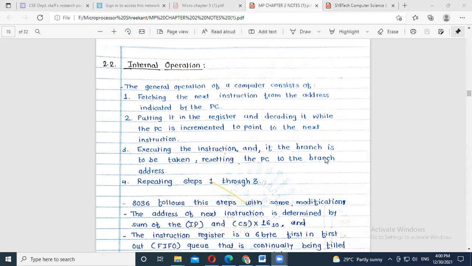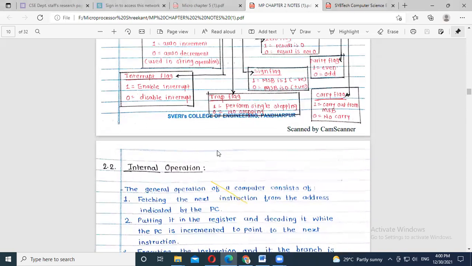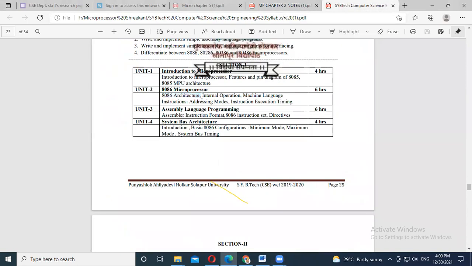Any doubts regarding that? No, sir. Okay, fine. So again, I'll give you time for study purposes. Next, I will start, as per the syllabus copy, the second point, that is internal operations of the 8086 microprocessor.